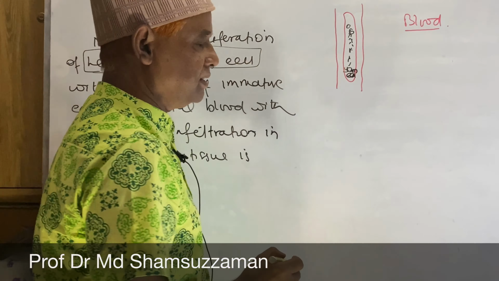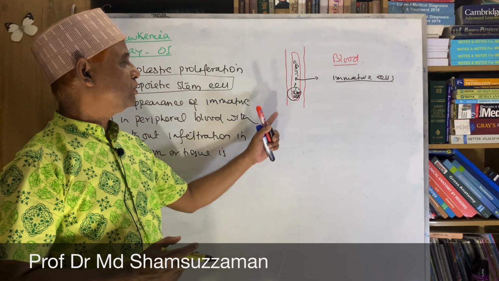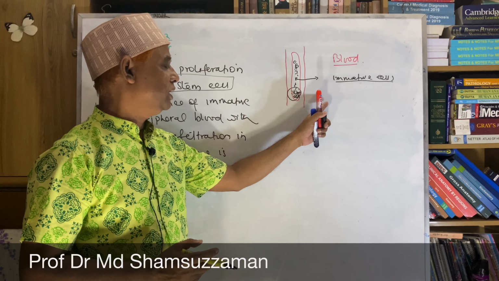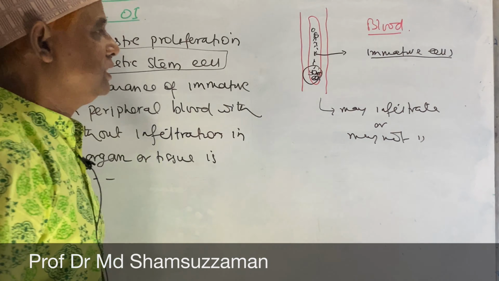So there is neoplastic proliferation of this stem cell, with appearance of immature forms, and from the bone marrow, immature cells come into the blood. And this immature cell that comes from bone marrow into blood, or that remains within the bone marrow, is called a leukemic cell. So we get leukemic cells in peripheral blood. And this leukemic cell may or may not infiltrate other organ or tissue.